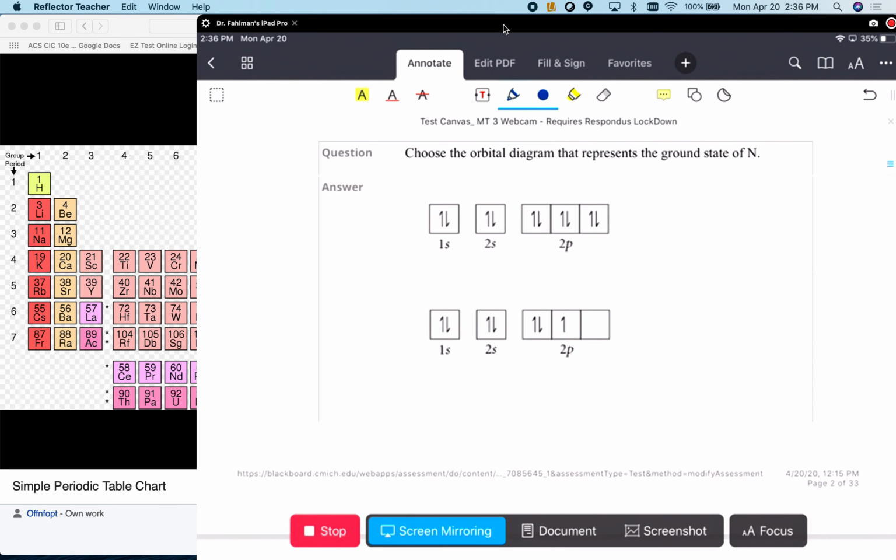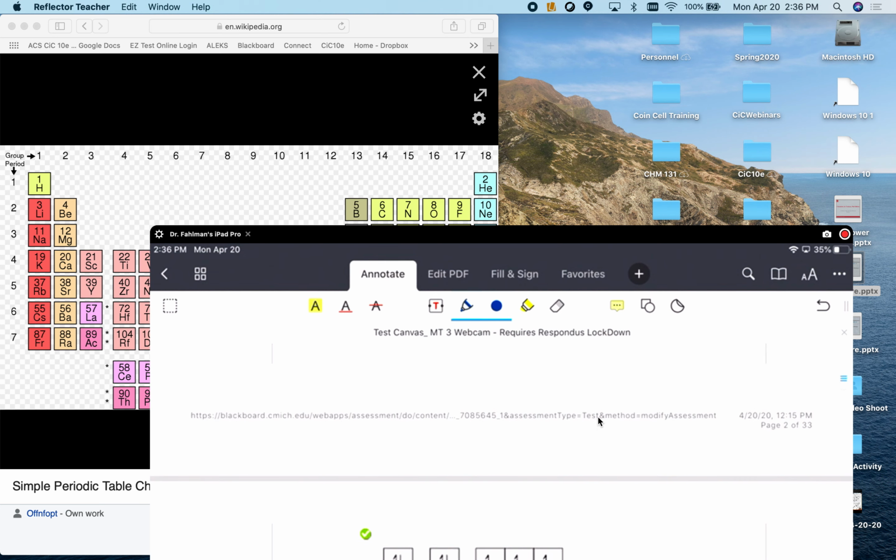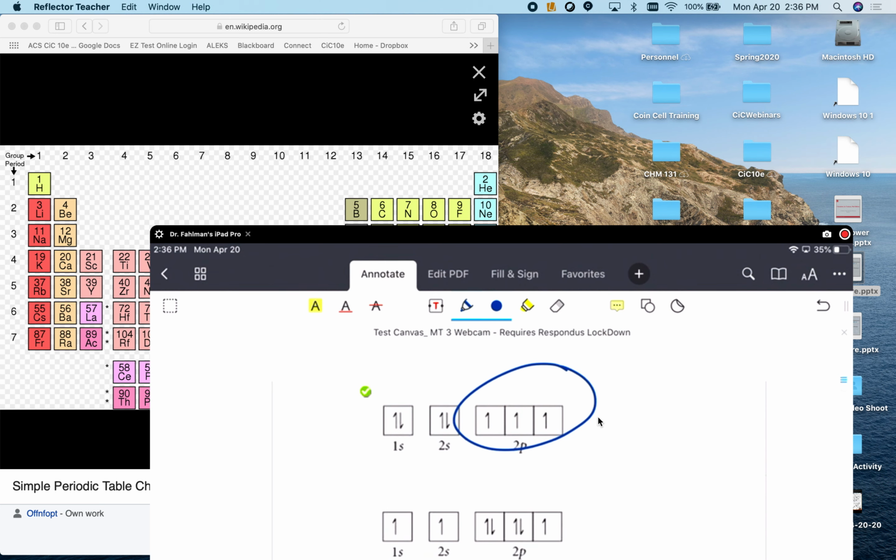Nitrogen. Okay, so the ground state of nitrogen is going to be 1s2, 2s2, 2p3. And the way that we put those 3 electrons in, according to Hund's rule, is parallel spins first.